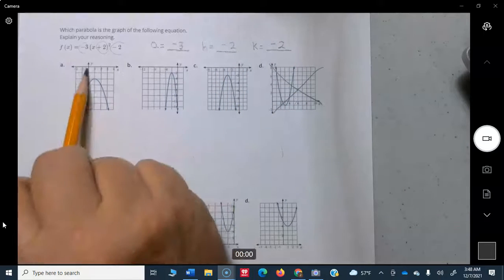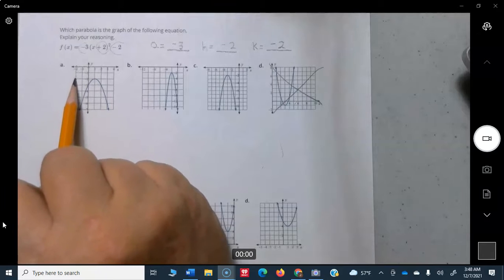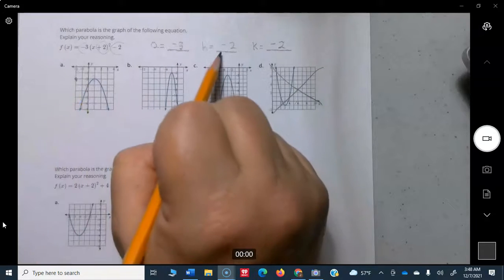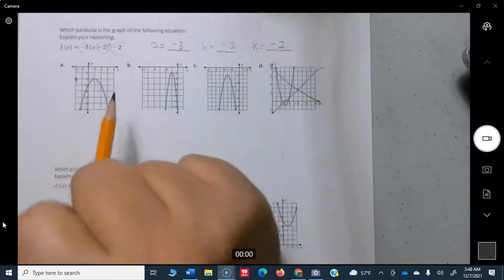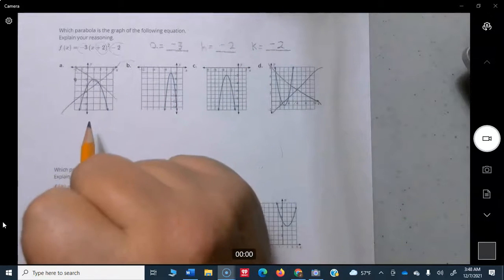So if we start at the origin here, -2, -2 would put us right there. Well, that's not the vertex. So this, in other words, is the coordinates of the vertex. That's not the vertex there, so this one's eliminated.